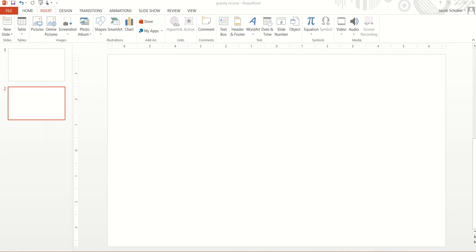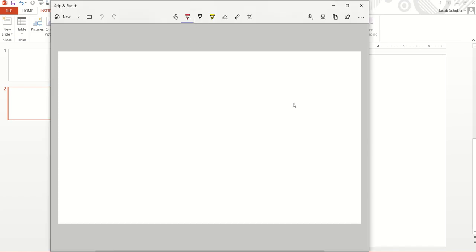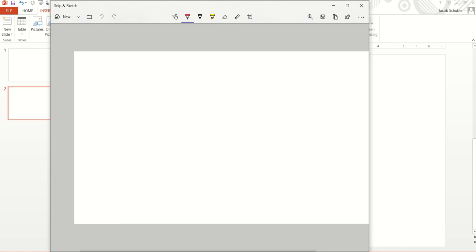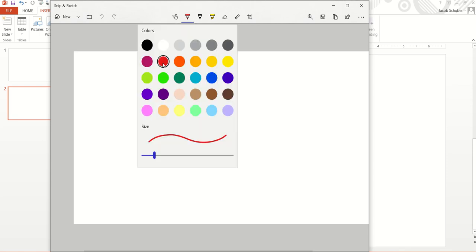If we jump over here really quick, let's see if I can do this with my hand. Nope. Oh, there we go.